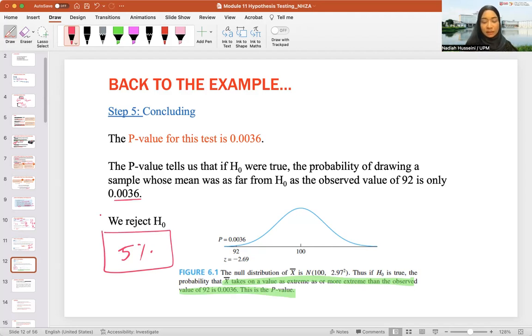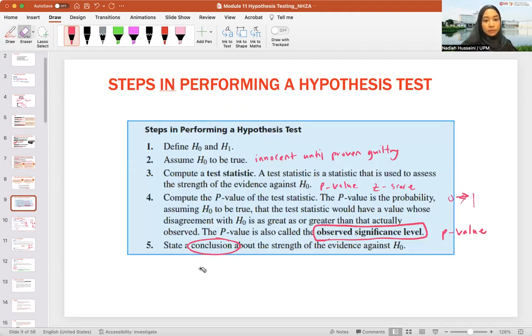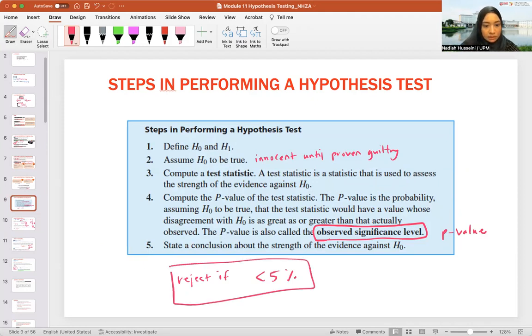Okay, so 5%. I should write that in here because it's not part of the text. P-value. Okay, let me write it here. Reject if less than 5%. Okay, so this is the cutoff. I don't think it's in the notes. I'm going to check back.